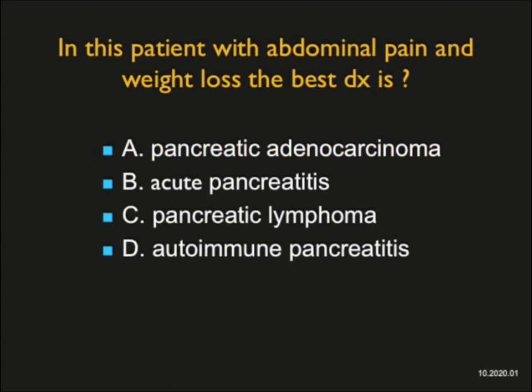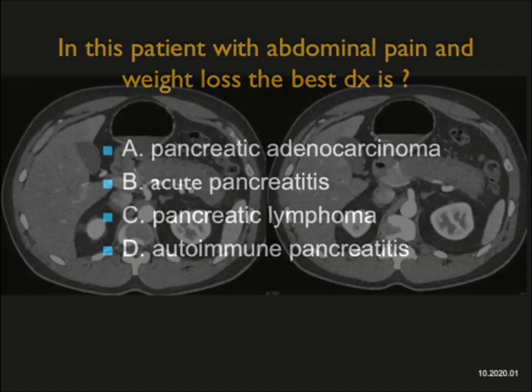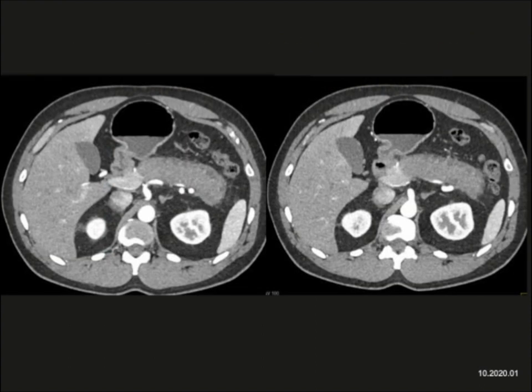In this patient with abdominal pain and weight loss, I ask you what's the best diagnosis. When you look at the images, what you see is that the body and tail of the pancreas have a different attenuation than the head of the pancreas, but also it's edematous, and what you see is a low-density halo around the pancreas. Now, when you look at the choices, you say, could this be carcinoma? I guess you would have to say there's a proximal lesion, and that's why the pancreas looks different, but then you would see a dilated duct.